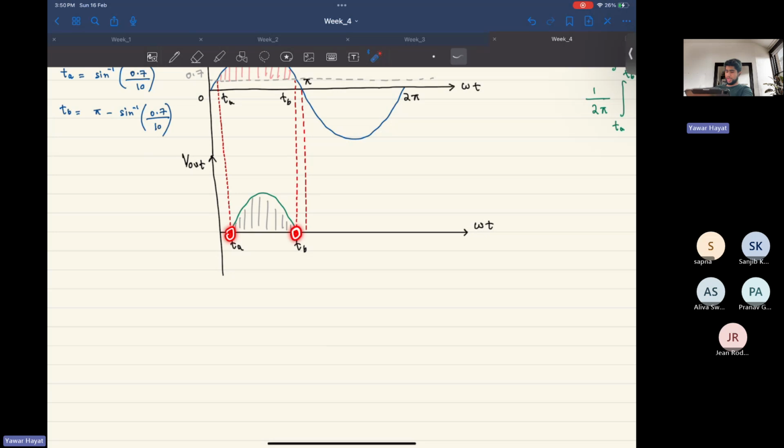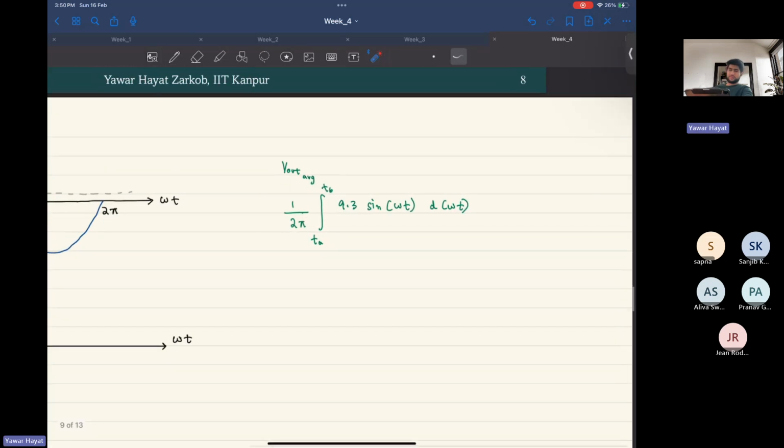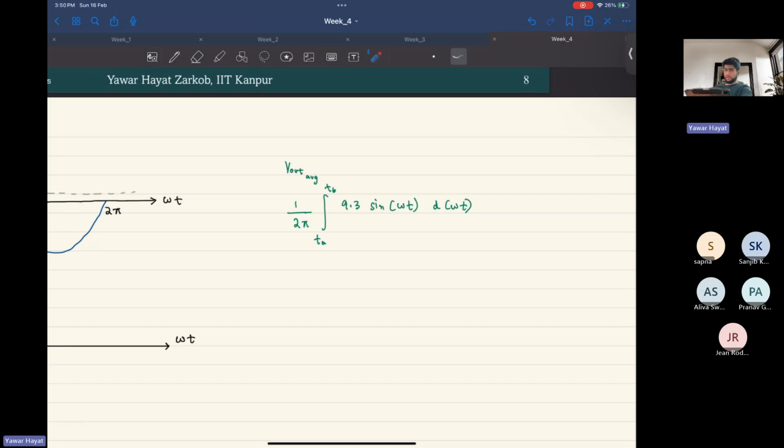Hope this is clear why I took the limits of integration from TA to TB, because we discussed in detail how the diode switches on and switches off at these time instances. Now, this would be 9.3 whole divided by 2 pi. This is cos of omega t, and the limits are TB to TA, right?